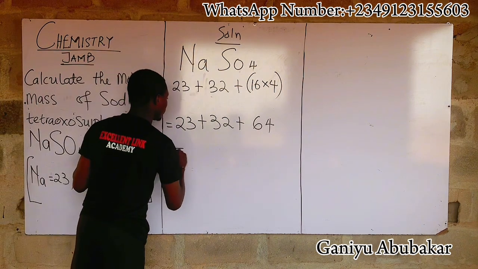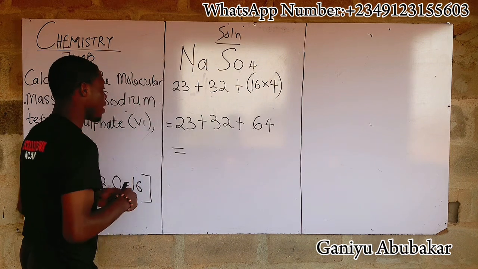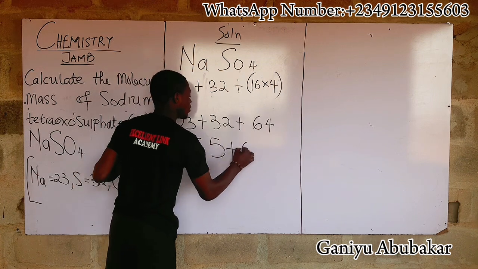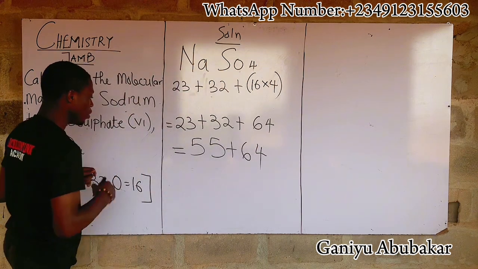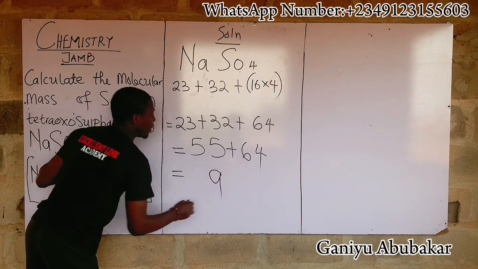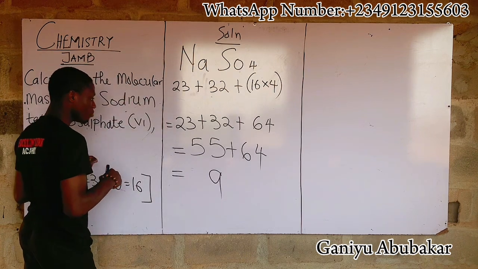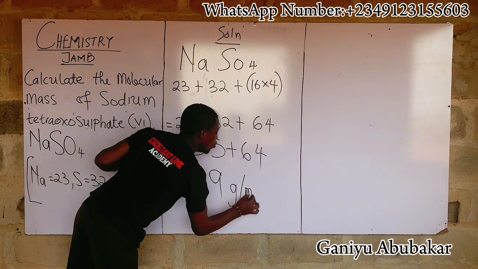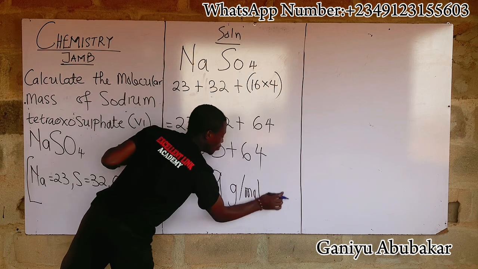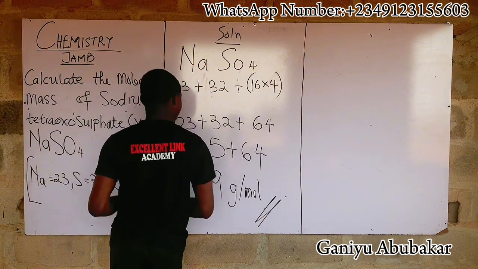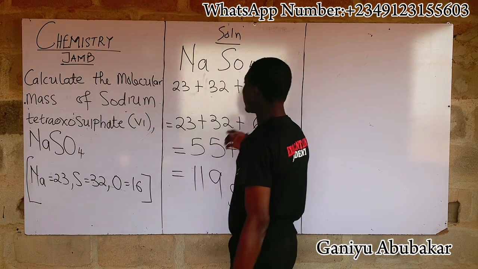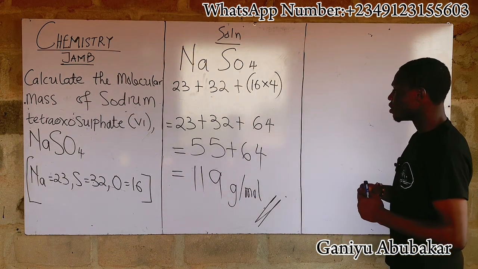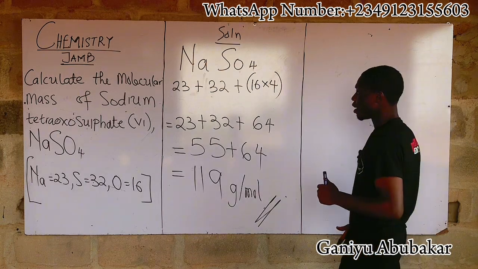If I add these two up, I shall have 55. 55 plus 64 should give about 119. So I have 119 gram per mole, and the unit becomes gram per mole. It becomes my answer. So the molecular mass of the compound sodium tetraoxosulfate(VI) is 119 gram per mole. So I have this as my answer.